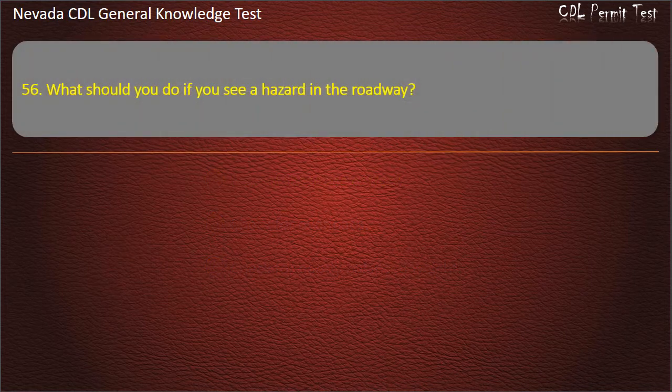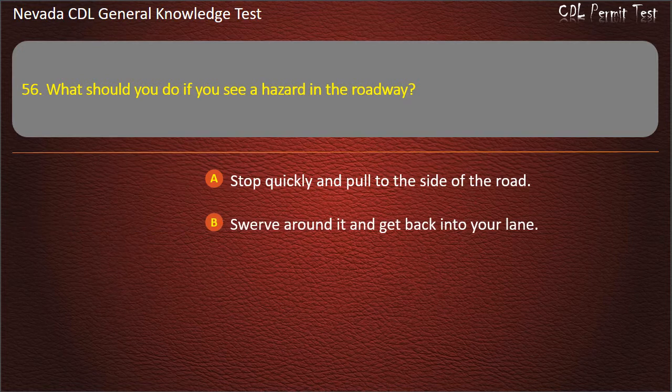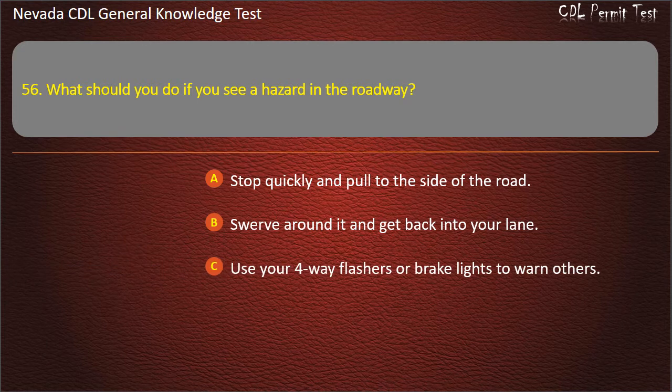Question 56. What should you do if you see a hazard in the roadway? Stop quickly and pull to the side of the road. Swerve around it and get back into your lane. Use your four-way flashers or brake lights to warn others. Answer. Use your four-way flashers or brake lights to warn others.